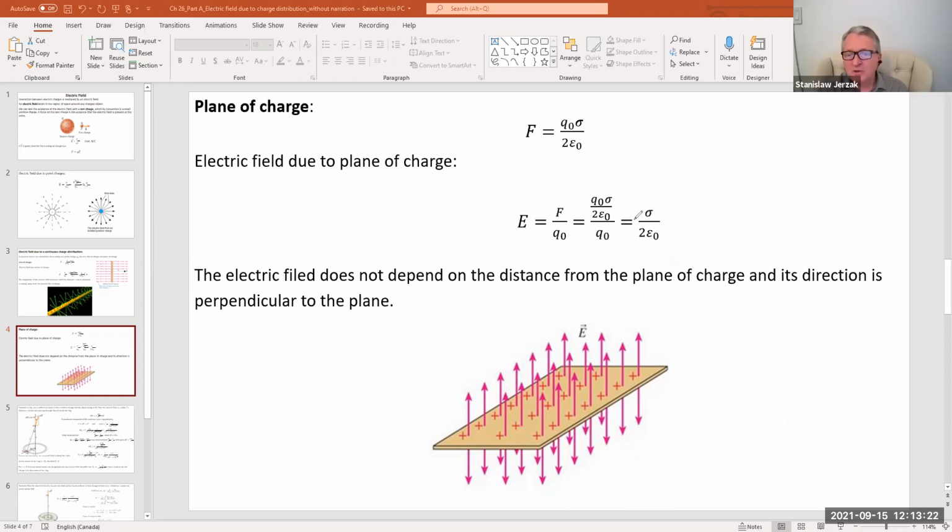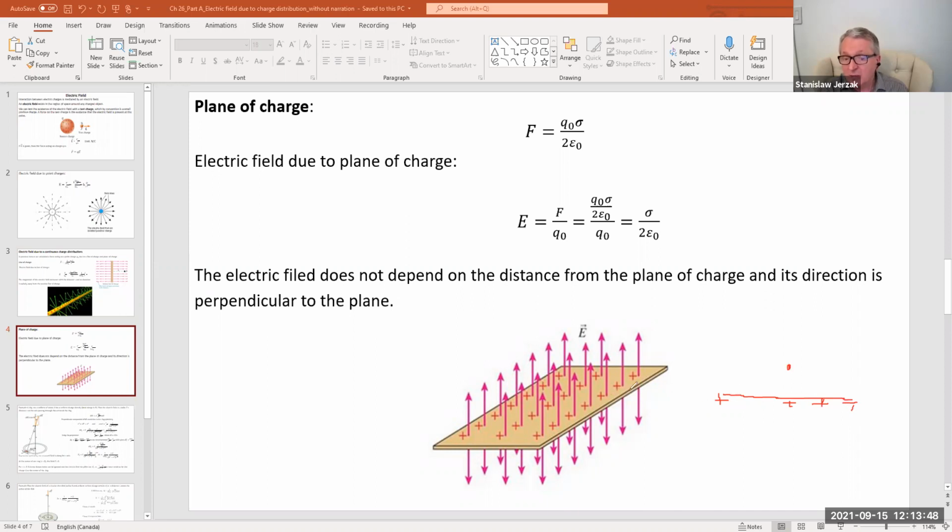Yeah, so we will not be using this exact expression. If this is the plane of charge, perpendicular to the screen right now, then to calculate precisely the electric field at a certain point, let's say this point, due to that entire plane of charge, the electric field will change with the distance.